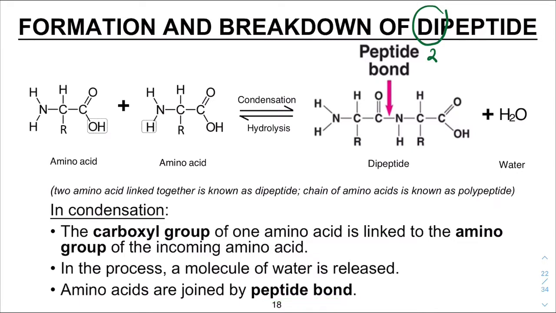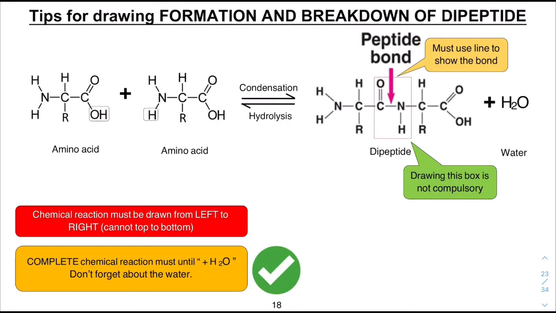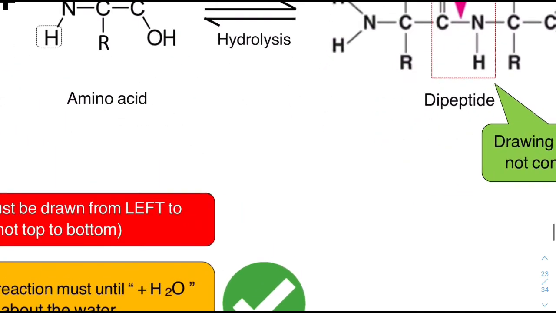So kalau kita tengok tadi di sini kan saya cakap bond itu akan terhasil di sini. So in the peptide inilah. So ini adalah the peptide bond. Okay, ini adalah the peptide bond. Okay, so tips for drawing formation and breakdown of dipeptide. So macam biasalah, tidak boleh lukis daripada atas ke bawah. The bond must be labeled, the structure, all the component dalam diagram ini mesti di-label lah. So kita akan lukis together.